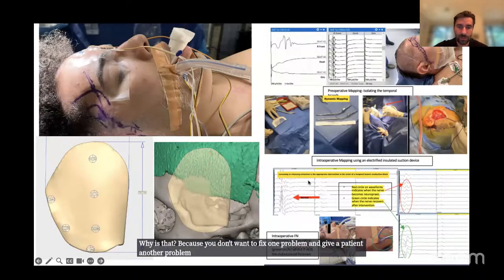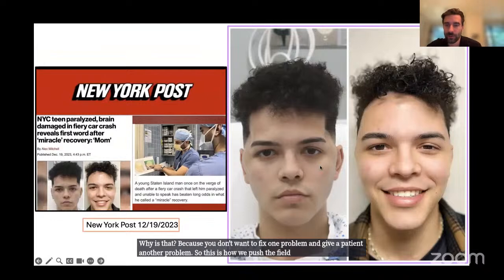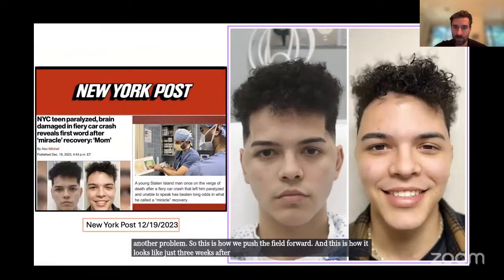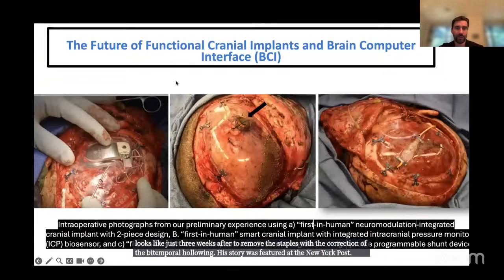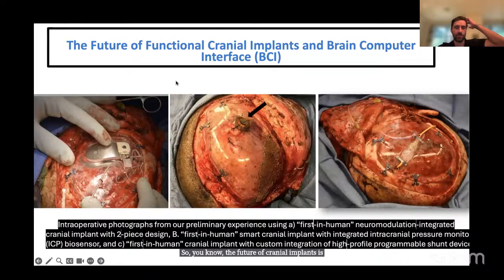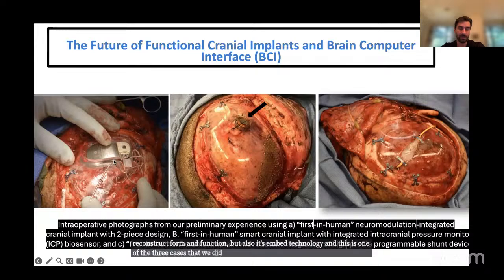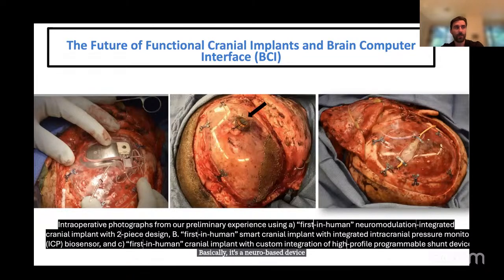So this is how we push the field forward. And this is how it looks just 3 weeks after, to remove the staples, with a correction of the bitemporal hollowing. His story was featured in the New York Post. So the future of cranial implants is not only to be able to reconstruct form and function, but to embed technology. And this is one of the 3 cases that we did. As you see on the left side, this is an RNS device. Basically, it's a neuroplastic device that can stop seizures in drug-resistant epilepsy patients for up to 80%.